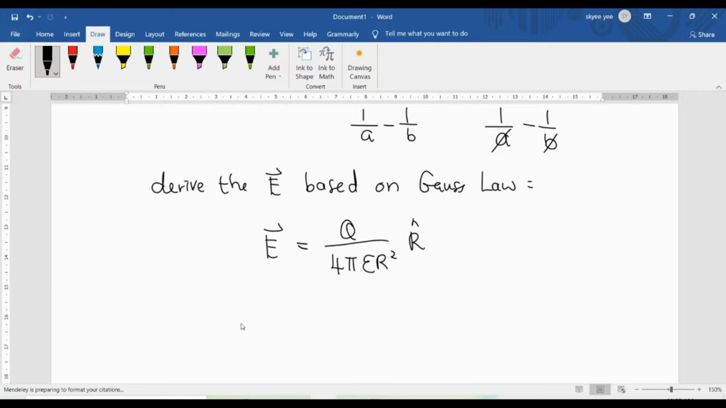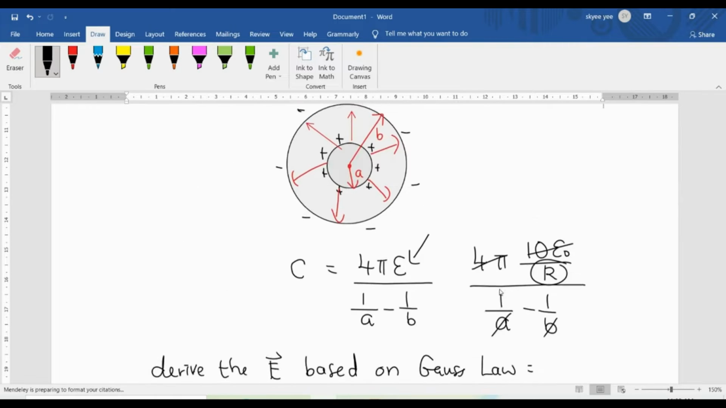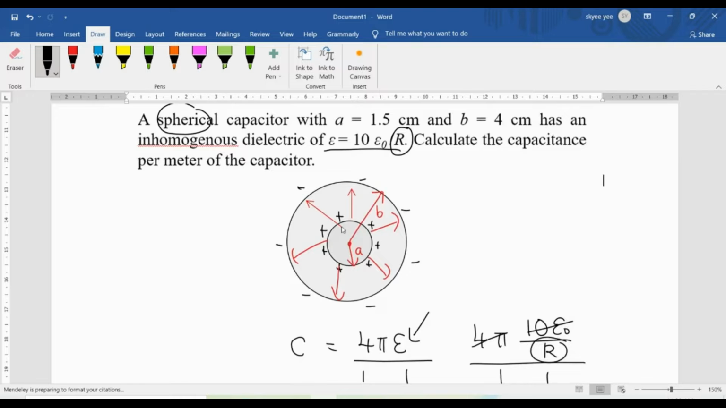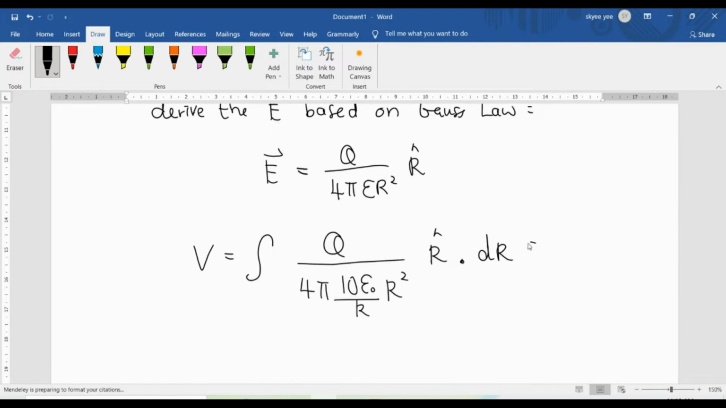So we go to the V over here. This will be the integration of this E. For this epsilon, I will replace it with the epsilon given by the question, which is 10 epsilon naught divided by r, and you have the r squared. You're going to integrate with respect to r. This r is the path of the electric field in the spherical capacitor, so it is in the r direction. This one will be r as well.